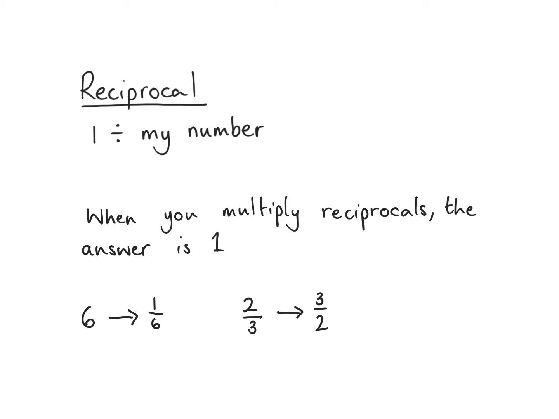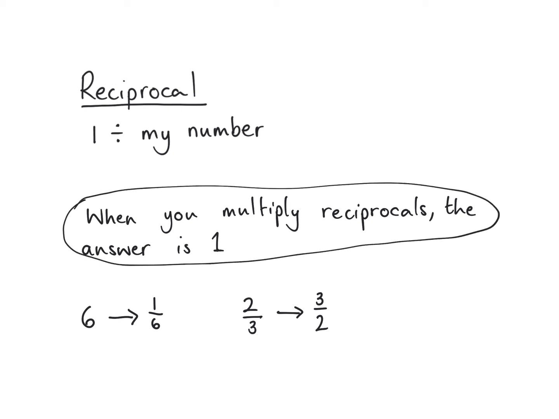And then if you look at this second bit, let's just test it. Let's show it works. When you multiply reciprocals, the answer is 1. So what happens when we do 6 multiplied by 1/6? Well, in case you forgot, when you multiply a whole number by a fraction, you can write it like that if it helps. Then we multiply the numerators, 6 times 1 is 6, and we multiply the denominators. Is 6 divided by 6 1? Yeah.